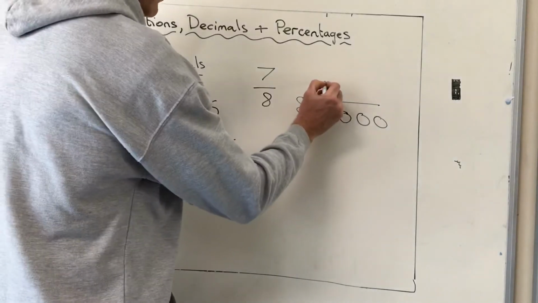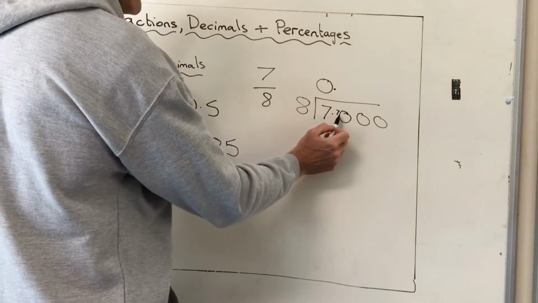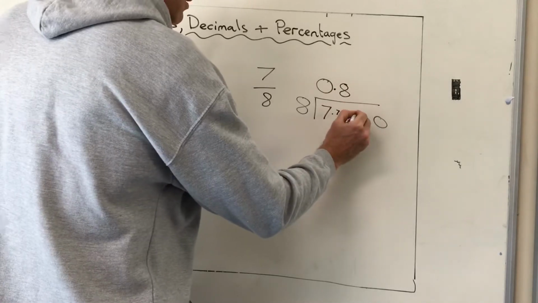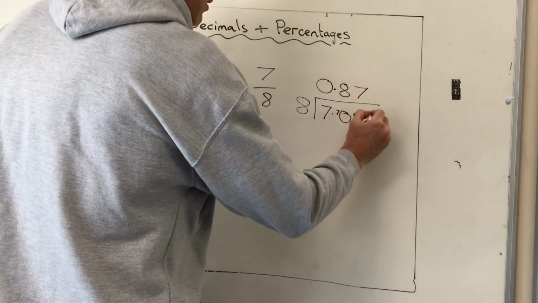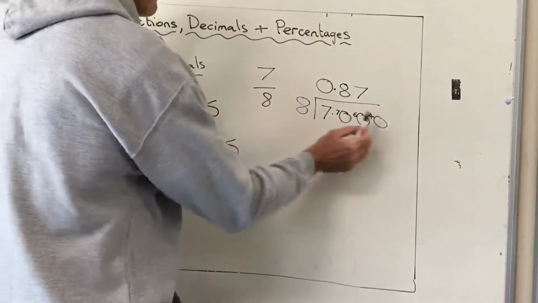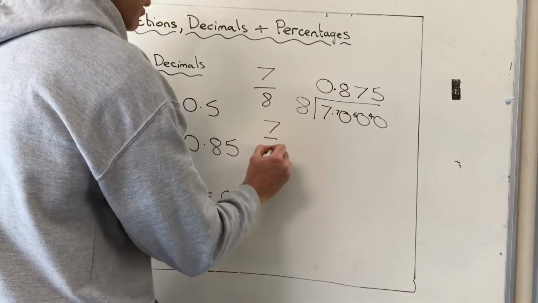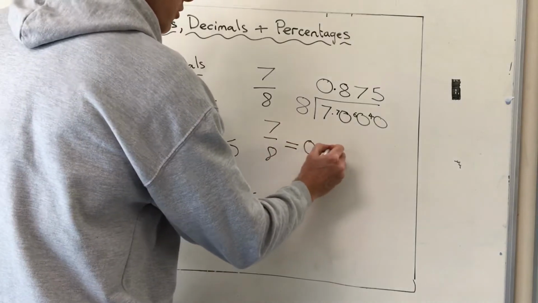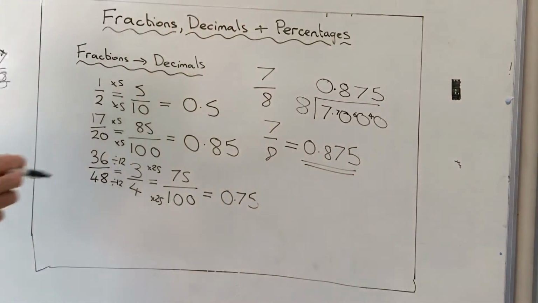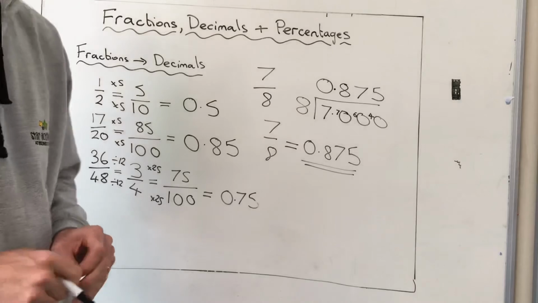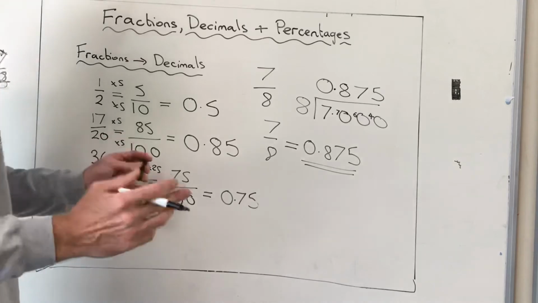How many 8s in 7? 0. Remainder 7. Don't forget your decimal point. How many 8s in 70? Well, there's 8. Remainder 6. How many 8s in 60? 7. Remainder 4. How many 8s in 40? 5. And there we go. So 7/8 equals 0.875. That is actually quite a common fraction and decimal, which you should, or hopefully be able to, recite, learn off by heart. But if you can't, that's the way to do it.